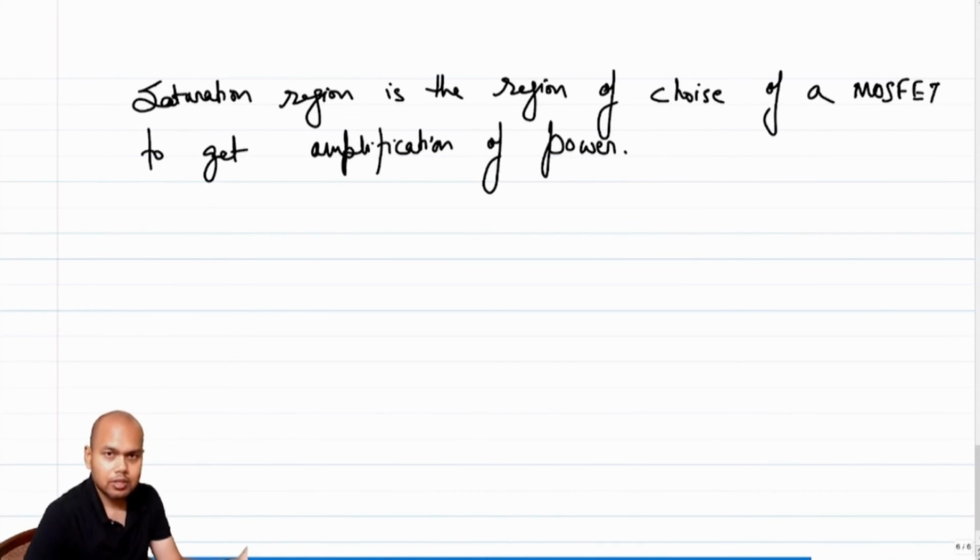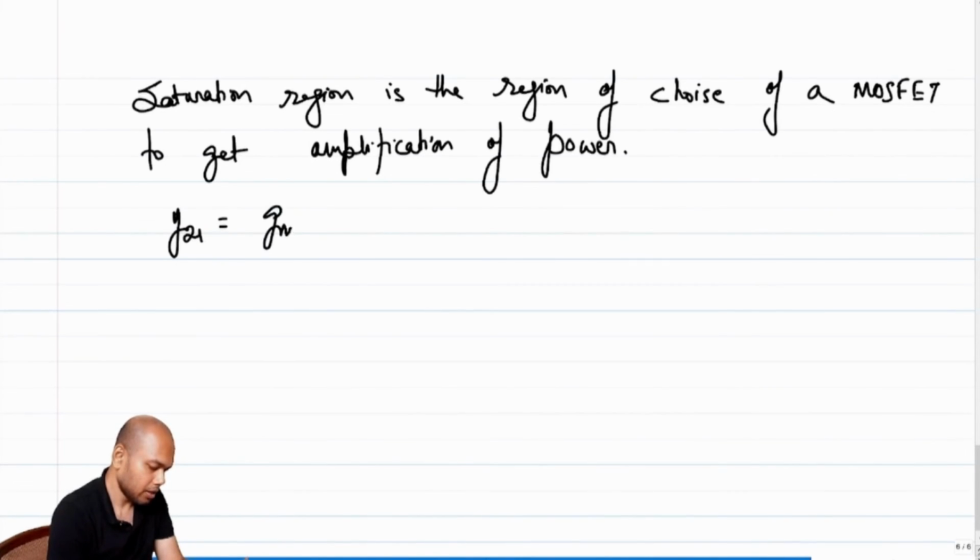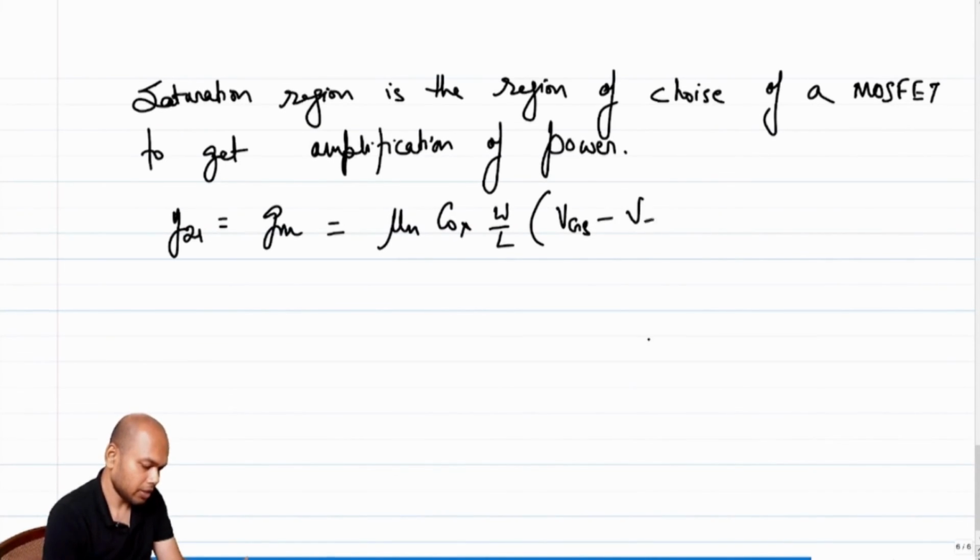So now before we move on, there is a couple of jargons that we need to be accustomed to. So as it turns out, in a MOSFET, we don't call Y21 Y21, we call Y21 the transconductance or the GM, right? So Y21, we call it as GM. And what is the equation of Y21? Y21 equation is mu n Cox W over L times VGS minus threshold voltage.